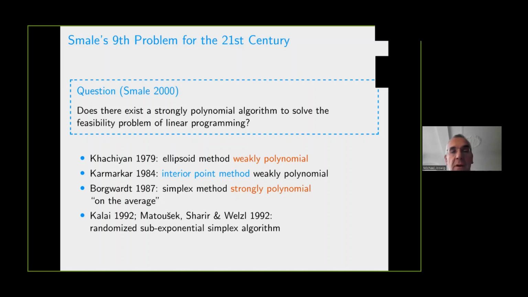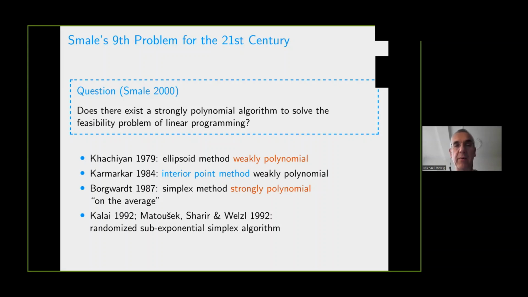There was a result by Borgwardt that the simplex method is even strongly polynomial on the average in a certain sense, but not in the worst case, and we are interested in the worst case complexity. And so there is a version of the simplex algorithm, a special pivoting strategy which is randomized and which shows it is better than exponential, but not polynomial. So for the simplex method, no polynomial time pivoting strategy is known.